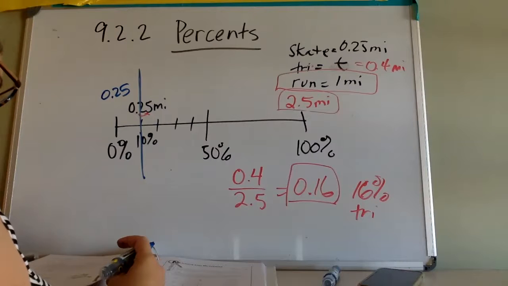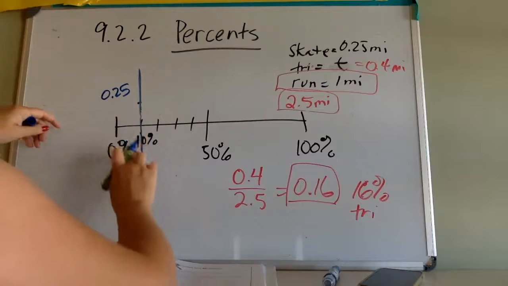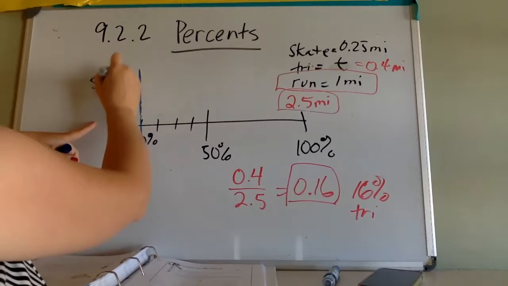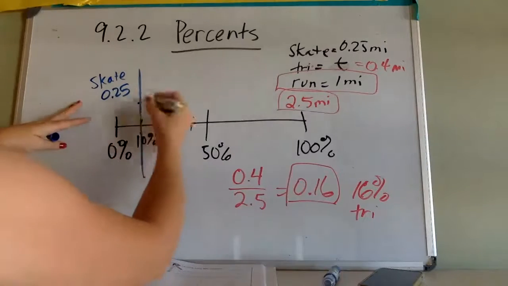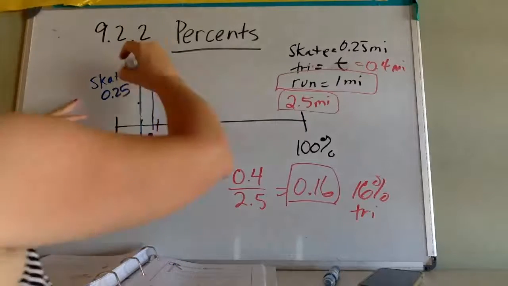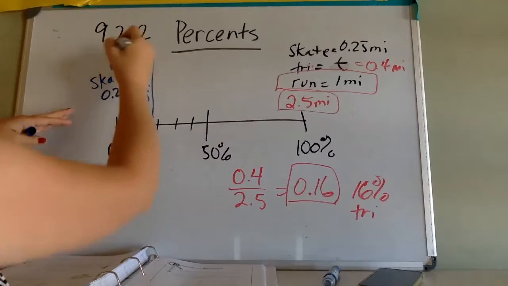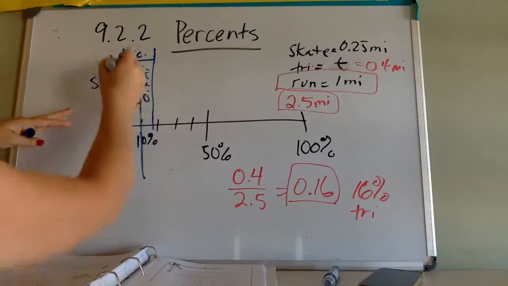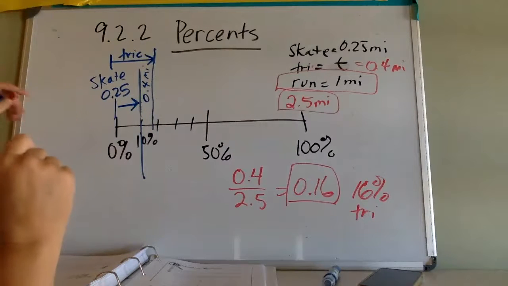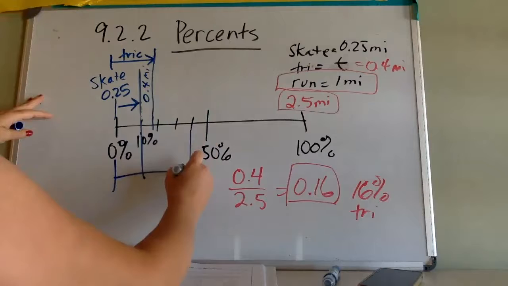So we have 0.25 miles for this first 10%, which was the skate. Then we have 0.4 miles for the tricycle, which is 16%. So let's say this is 16% right here. In here, I'm going to write 0.4 miles. This is the tricycle. So this is the skateboard. They're kind of on top of each other here. And then the mile is 40%. So from here to here is the running.